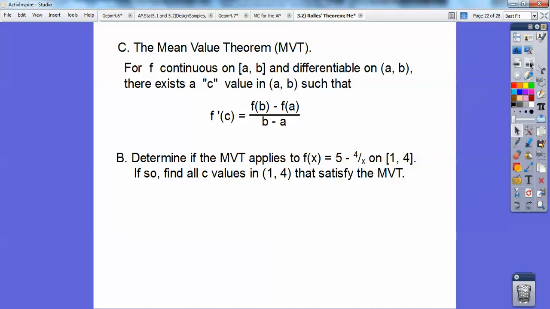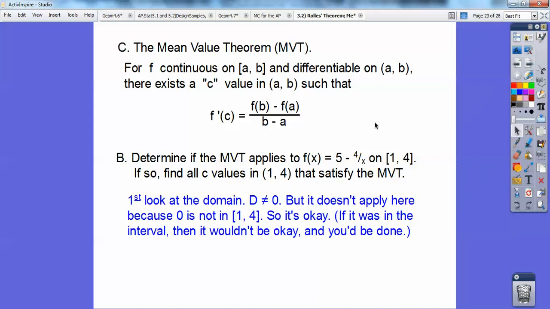All right, so determine if the mean value theorem applies. Okay, so is it continuous on the interval, and is it differentiable on the interval? And if so, then we're going to find the c value that satisfies this condition right here. Okay, that's what the mean value theorem says. Okay, so determine if the mean value theorem applies, and if so, find the c value in [1,4] that satisfies the mean value theorem. Okay, here we go.